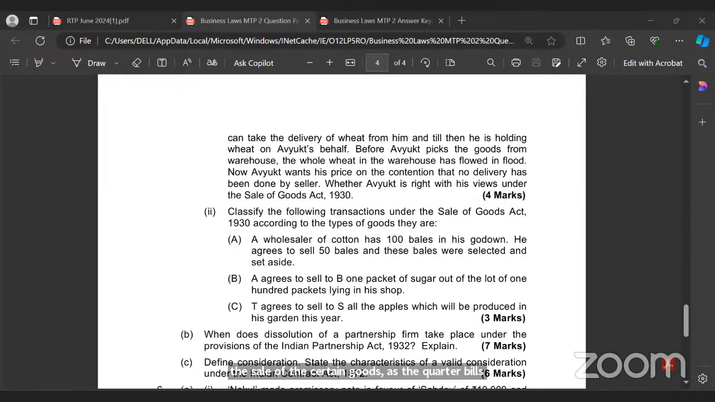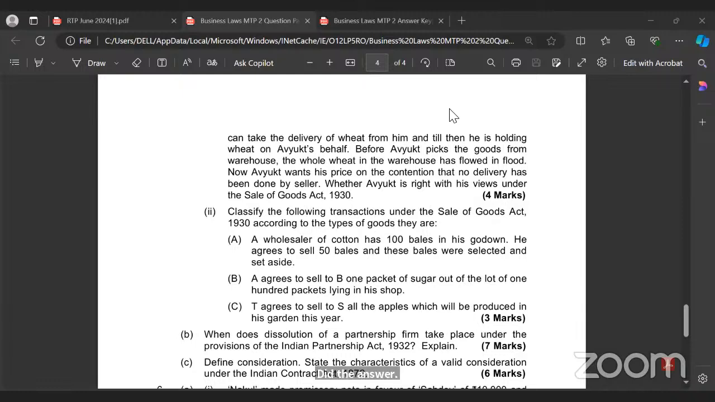Second question. B. A agrees to sell to B 1 packet of sugar out of the lot of 100 packets lying in his shop. So these are not identified and separated. So what are they called? Existing unascertained goods. What are they called? Unascertained goods. Correct? Read the answer.